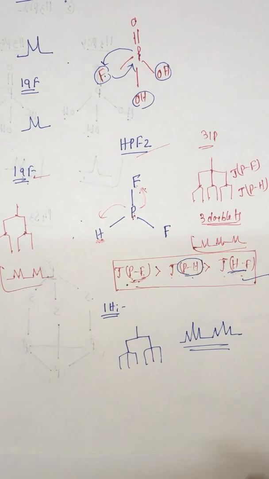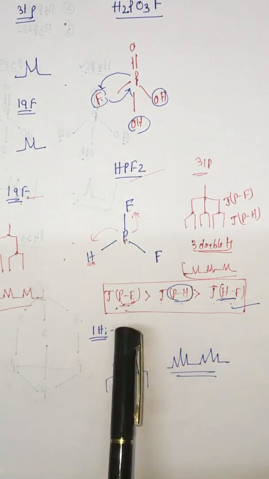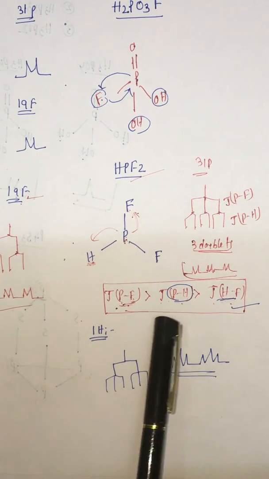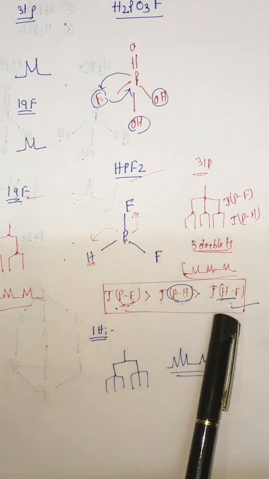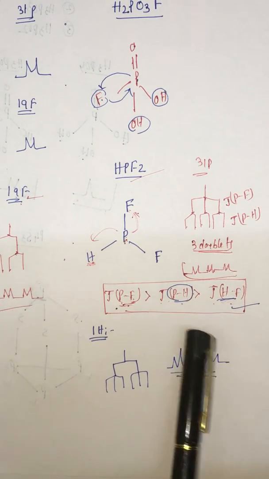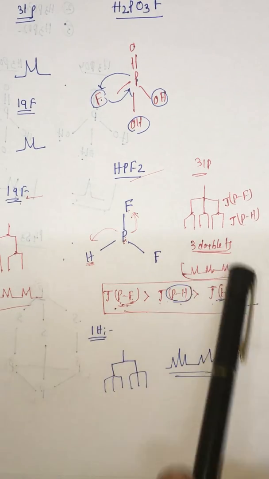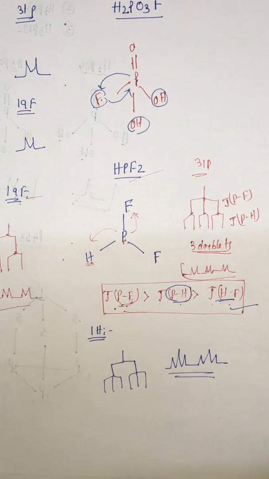So here nothing, we just need to remember this order. First phosphorus-fluorine coupling will take place, and next phosphorus and hydrogen, and at last hydrogen and phosphorus coupling takes place. We just need to remember this one. If you can remember this, it's very easy to predict peaks in different NMR spectroscopy.